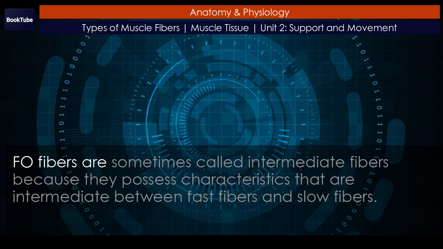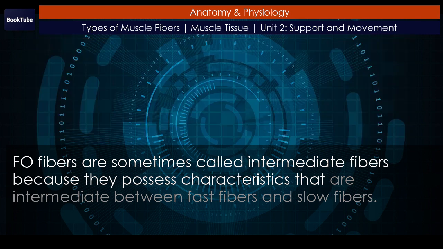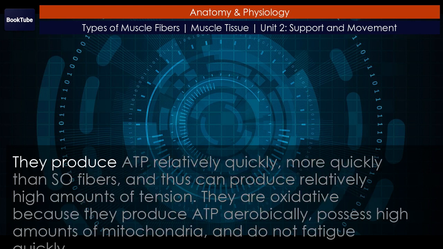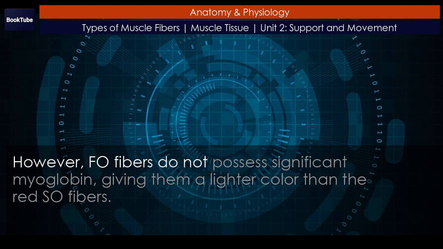FO fibers are sometimes called intermediate fibers because they possess characteristics that are intermediate between fast fibers and slow fibers. They produce ATP relatively quickly, more quickly than SO fibers, and thus can produce relatively high amounts of tension. They are oxidative because they produce ATP aerobically, possess high amounts of mitochondria, and do not fatigue quickly. However, FO fibers do not possess significant myoglobin, giving them a lighter color than the red SO fibers.